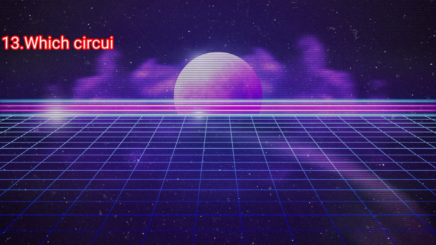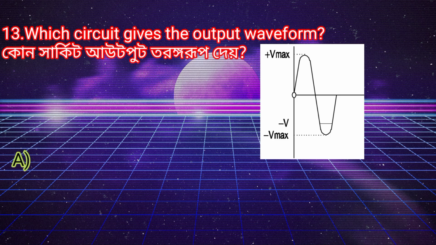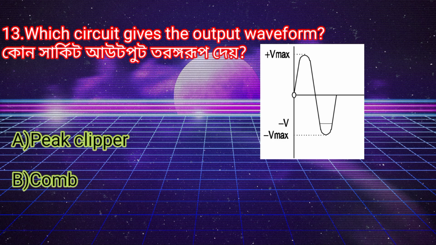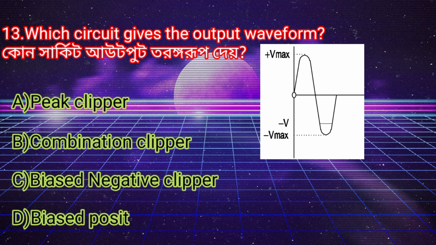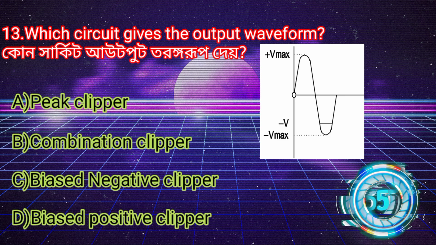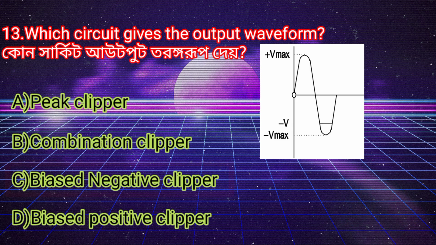Which circuit gives the output waveform? Option A peak clipper. Option B combination clipper. Option C biased negative clipper. Option D biased negative clipper. উত্তর হবে অপশন সি biased negative clipper.